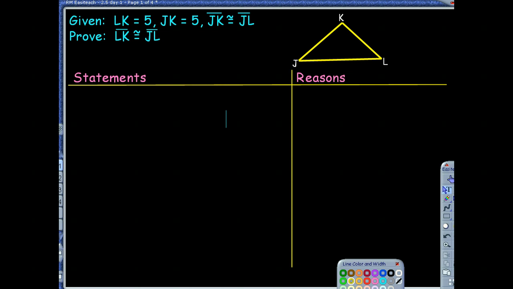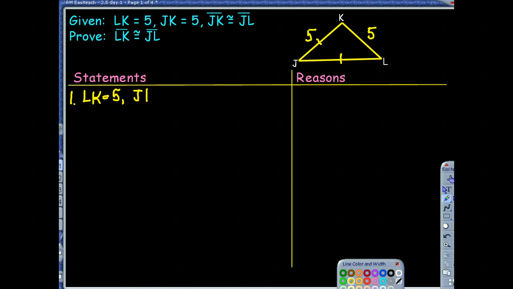All right. So first and foremost, let's go ahead and label our picture with what we know. We know that LK's length equals 5, so I'm going to put 5 for the length of LK. And JK also has a length of 5. And we also know segment JK is congruent to segment JL. Notice the notation, the little tick marks. I'm going to write this down in my first step.